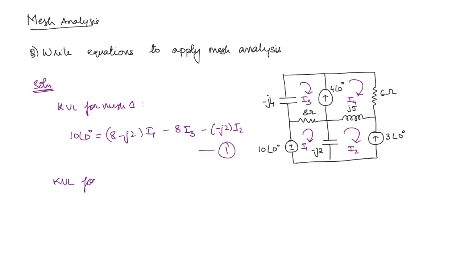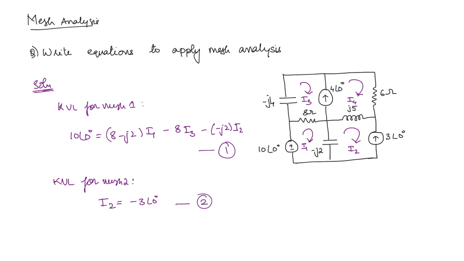Now for mesh 2, what will be the equation? Here you can see that 3 angle 0 degrees, there is a current source which is associated only with the second mesh. So that means that mesh current we can directly write, but you have to take care of the direction. I2 is flowing like this, the current source is giving current in the opposite direction. So what will be the value of I2? It will be minus 3 angle 0 degrees.